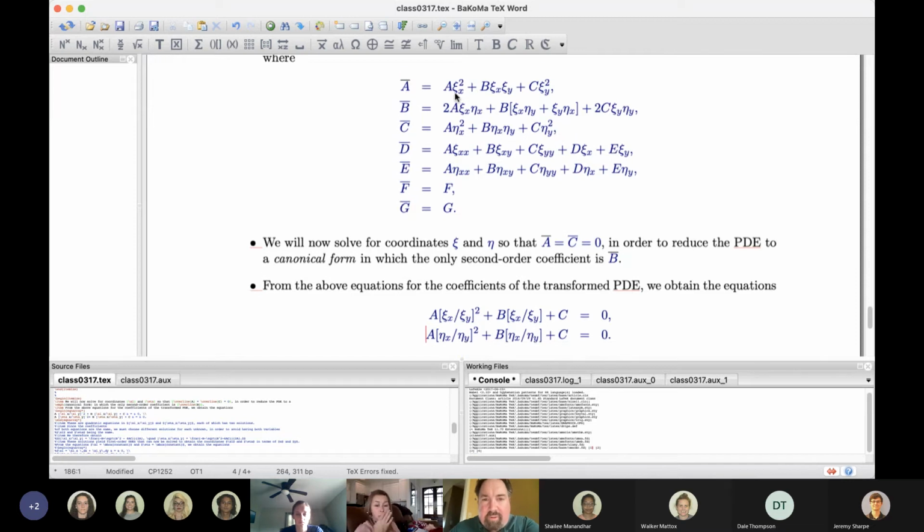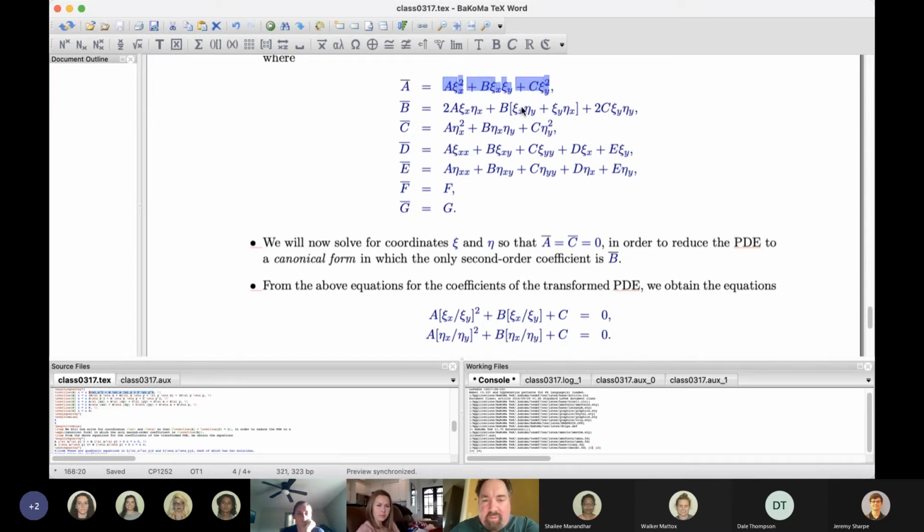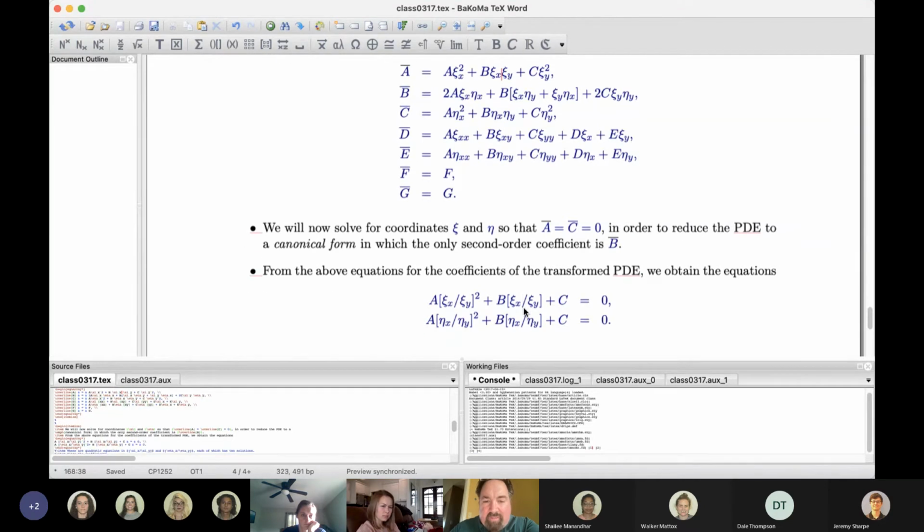So what I did was, for example, I took this one, set it equal to 0, but I divided both sides by xi_y squared. So that's why I have xi_x over xi_y, the whole thing squared, and xi_x over xi_y. But here I just have c by itself. The reason why I did that for both a bar and c bar, so that came from here, is now I have a quadratic equation in these ratios, so I can solve for them.